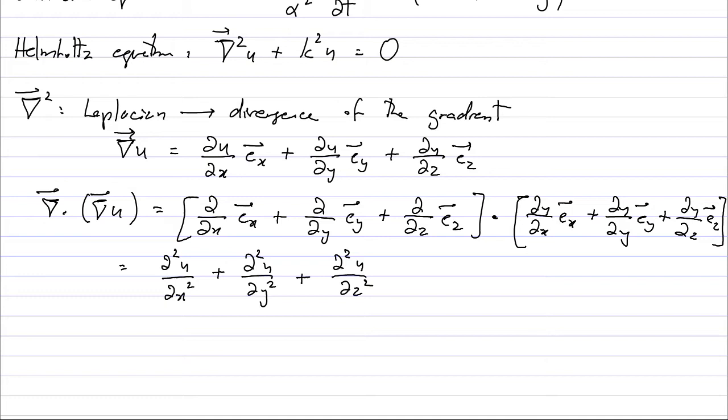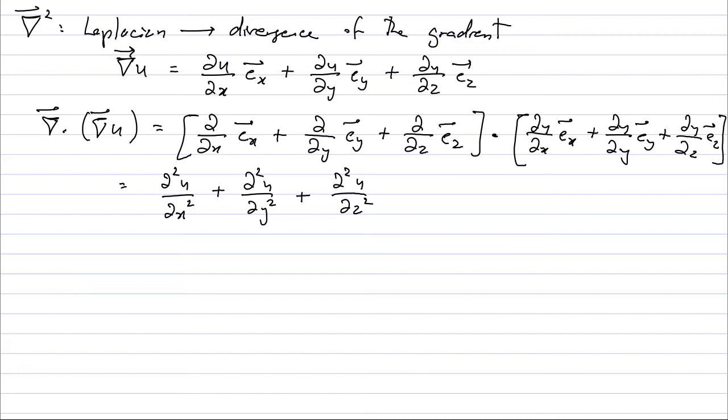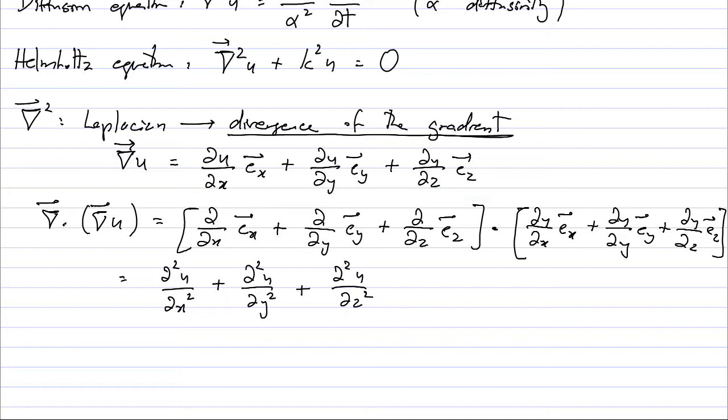You can use this idea that the Laplacian is the divergence of the gradient. Notice I haven't really yet talked about what the Laplacian gives you physically. I'm just talking about it in mathematical terms right now. We'll soon enough talk about the physical meaning of the Laplacian. But you can use this idea that the Laplacian is the divergence of the gradient to talk about the Laplacian in some other coordinate systems.